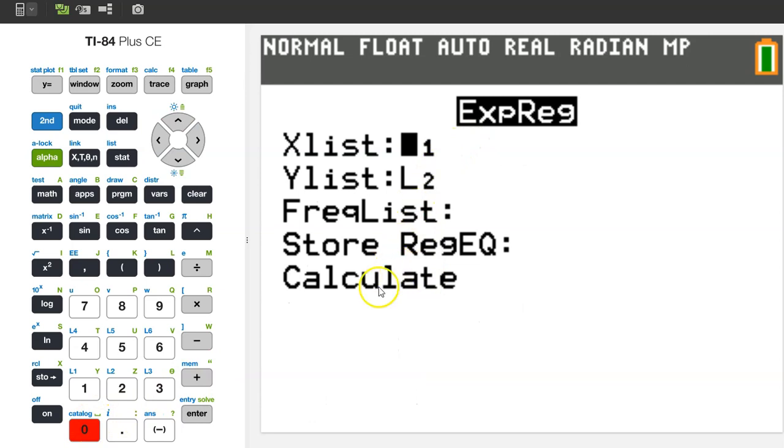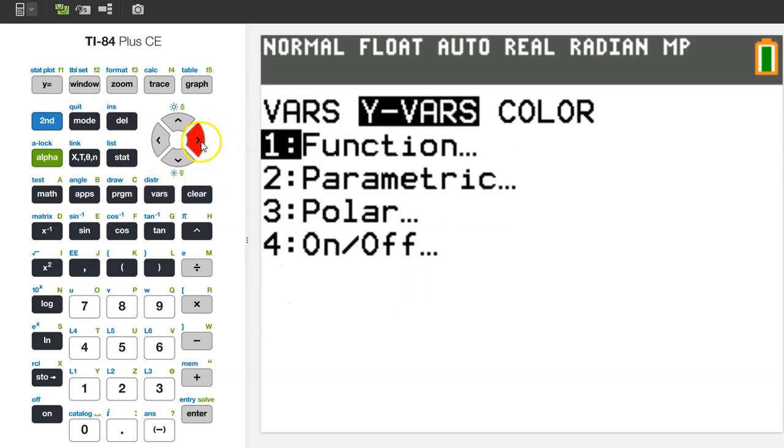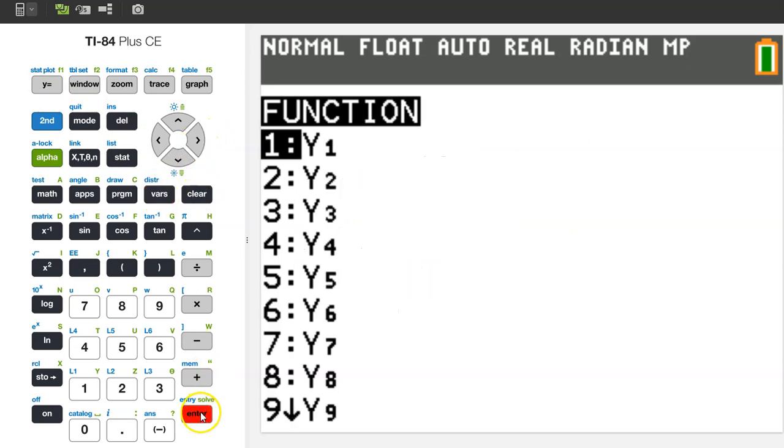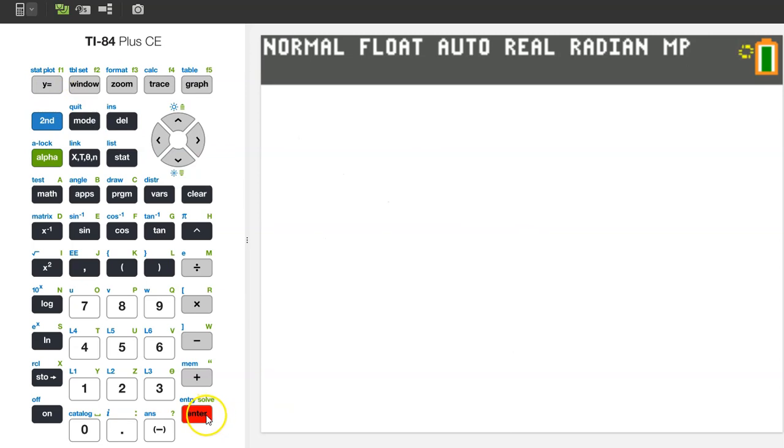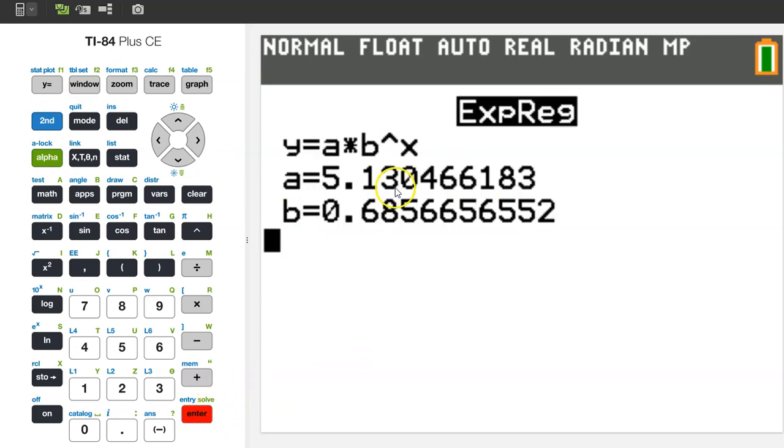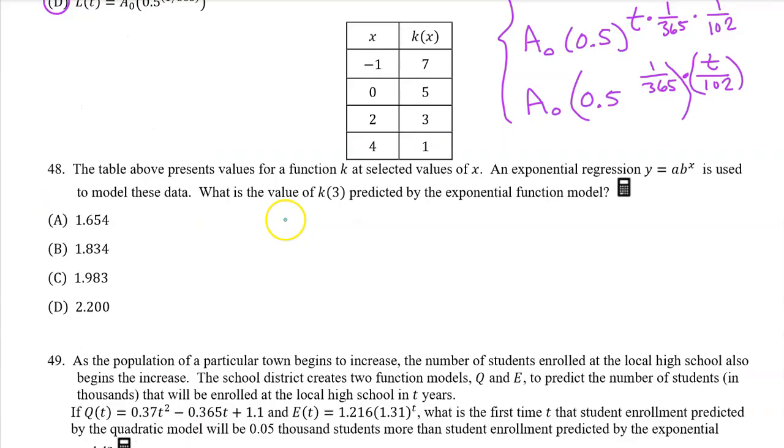Before we calculate the regression model, I strongly recommend that you store your regression equation as y1. You do that by hitting vars, switching over to yvars, hitting enter, and then enter again. Now if we need the regression model, it will be waiting for us in the y equals area under y1. Hit enter a couple more times, and kabam, here's your regression model.